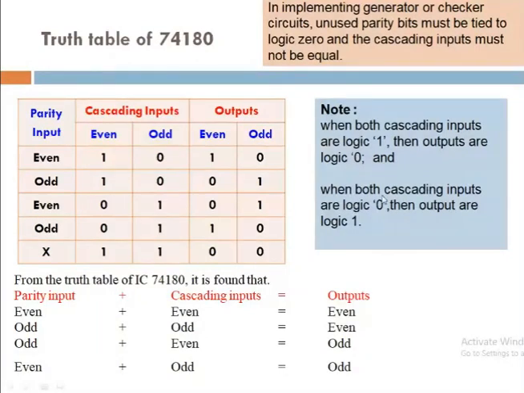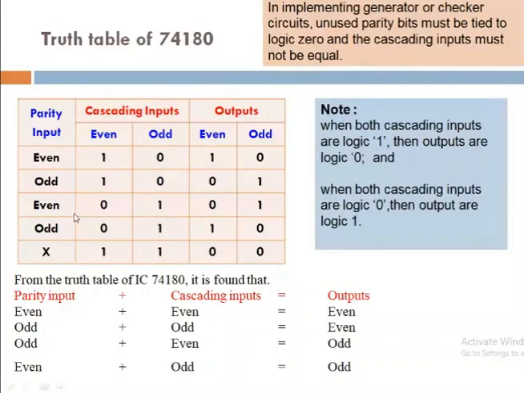When both cascading inputs are logic 0, in that case your output bits for both even and odd are considered 1 1. But normally we do not keep the cascading inputs at the same value, that is 1 1 or 0 0, because if you keep the cascading inputs at 1 1 or 0 0, you get the same output. Either you get 0 or you get logic 1 as output. So for that purpose we change the values of the cascading inputs.